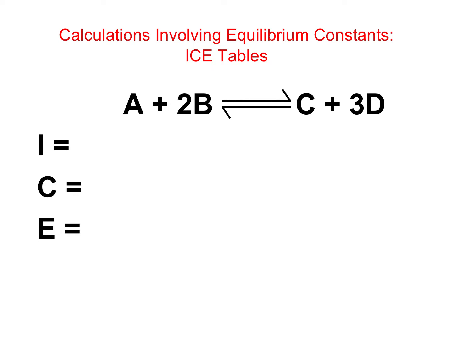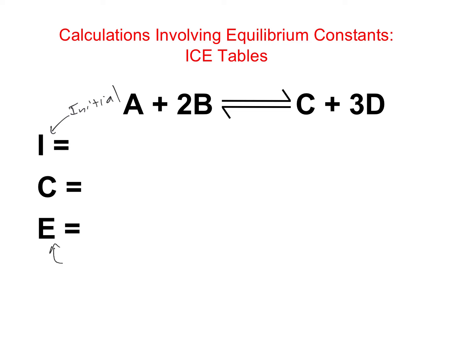How we know we're likely to need an ICE table is when they give us two sets of reaction conditions. They tell us about the initial concentrations, and they tell us something about the equilibrium concentrations, and then they want to know more information. So when a problem's talking about both the initial and the equilibrium concentrations, that's when we're most likely to need an ICE table. And the I row in the ICE table stands for initial. What we'll put in the I row are all the initial concentrations of each of the reactants and the products.